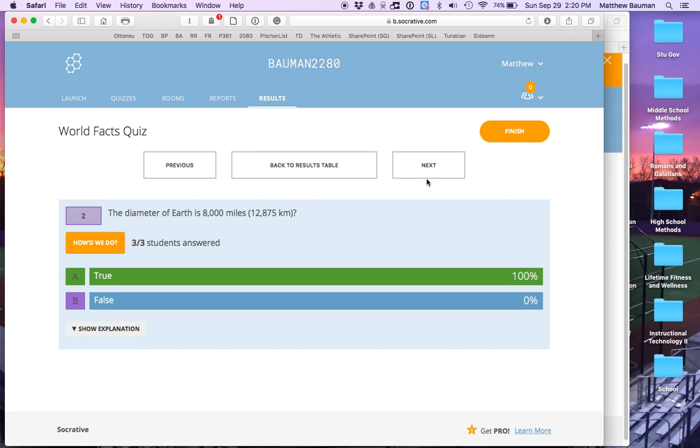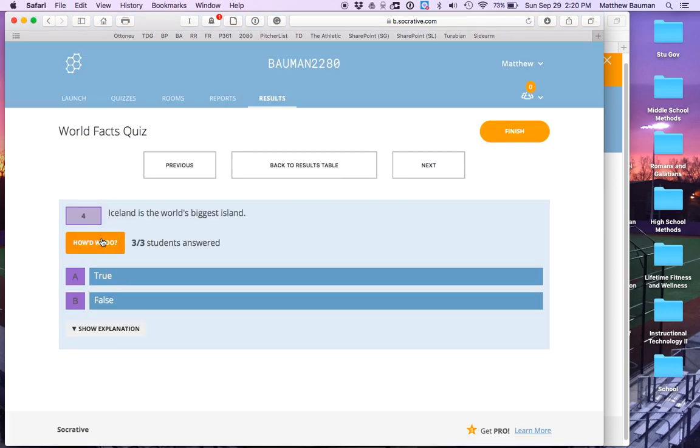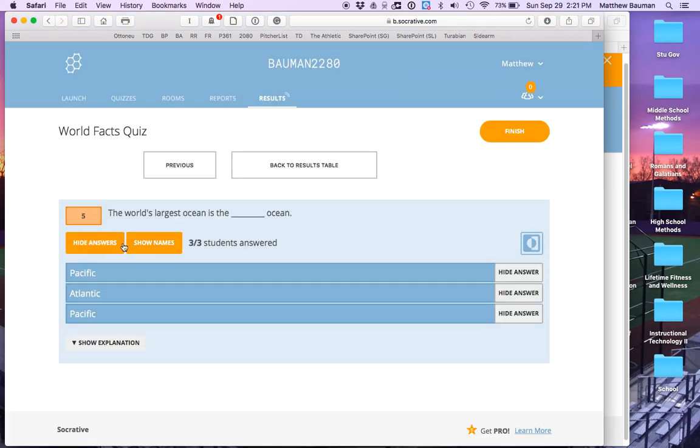You can continue to do that for question 3 and 4 and question 5. So you can see this one as a fill-in-the-blank question, that 2 of them answered correctly, 1 of them did not, and you can show the names then if you wanted to, which you wouldn't do in front of the whole class, but you could do if you were doing it just by yourself, looking over the results.